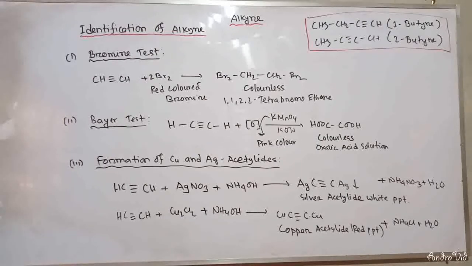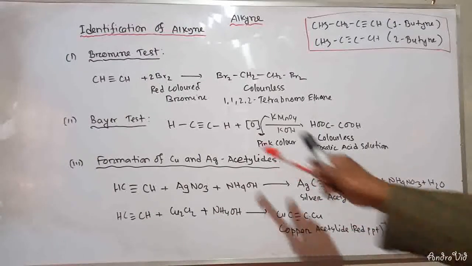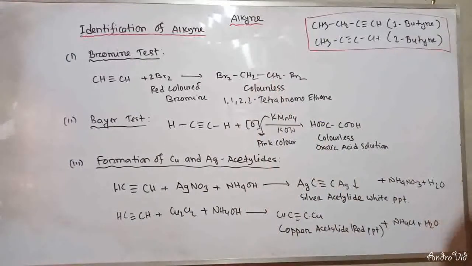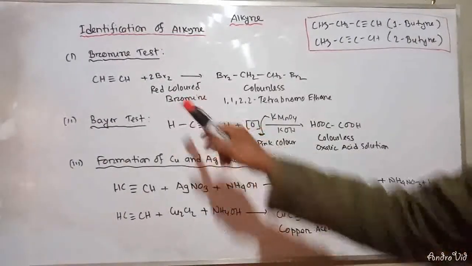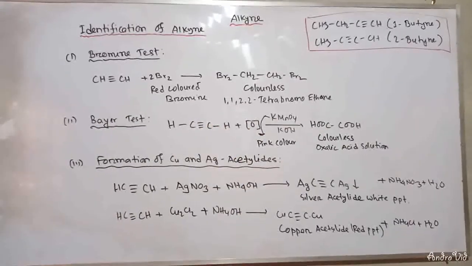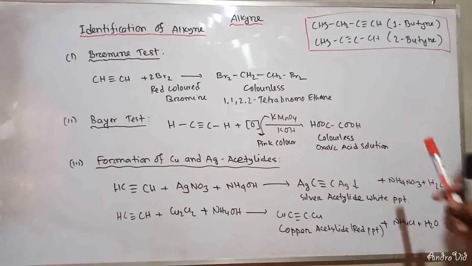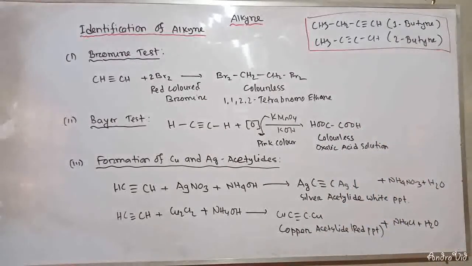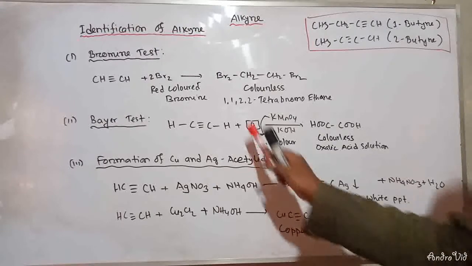Now the second process is the Baeyer test. When you take the solution of this compound in a test tube and add potassium permanganate dropwise, you know very well the color of potassium permanganate is pink. When you add pink colored potassium permanganate to the test tube containing this compound, and the product starts to form, you will see that the pink color of the potassium permanganate starts to disappear. So the decolorization of the pink potassium permanganate solution confirms the presence of alkyne in that test tube.